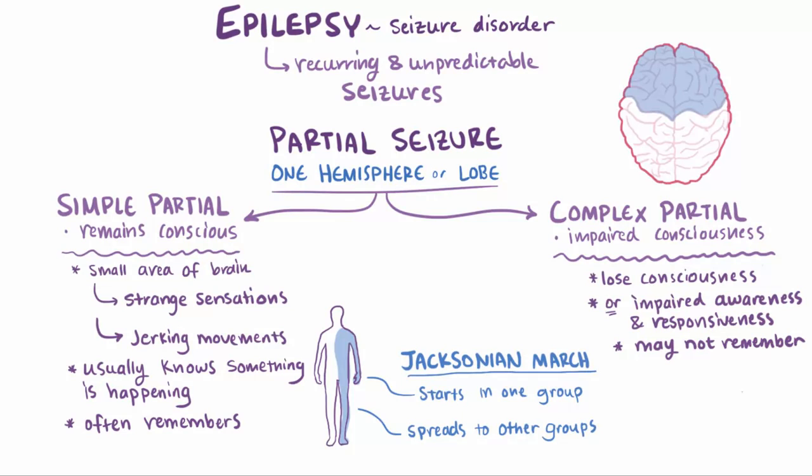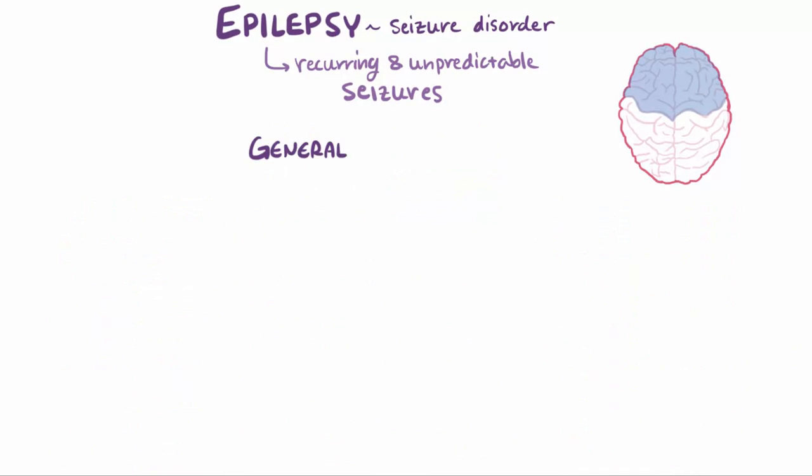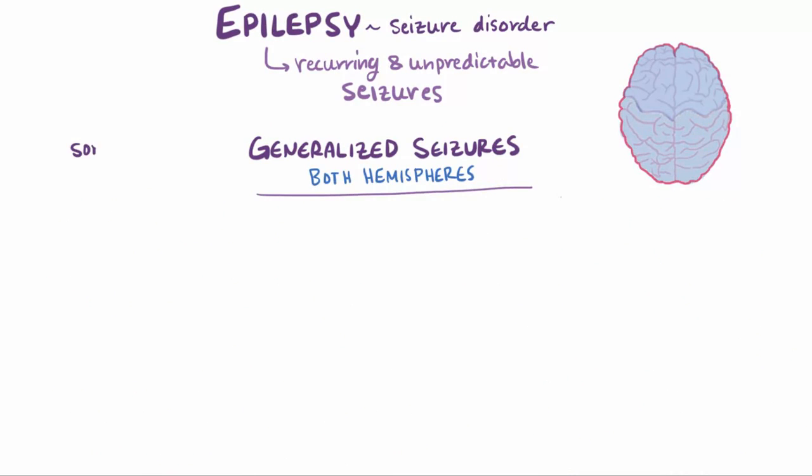Now, in contrast to the partial or focal seizure, a generalized seizure is where both hemispheres of the brain are affected. Sometimes the seizure will start out as a partial seizure and then quickly develop into a generalized seizure, and in those situations it'd be called a secondary generalized seizure because a partial seizure came before it and was the primary event.